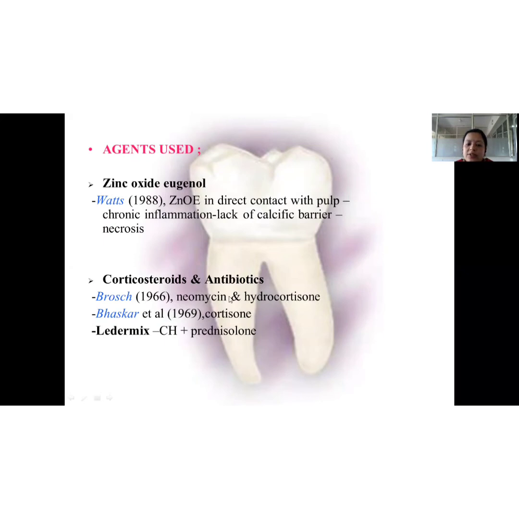Now, corticosteroids and antibiotics can also be placed in direct pulp capping. According to Broch in 1966, we can use neomycin and hydrocortisone. And according to Bhaskar et al. in 1969, steroids like cortisone can be placed, and Leader mix is also an option. It is a mixture of calcium hydroxide and prednisolone.